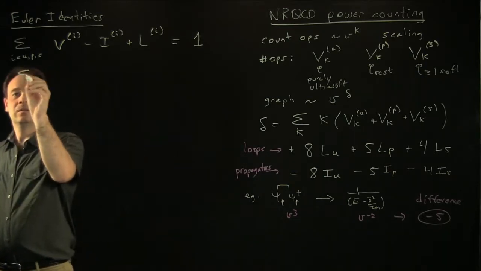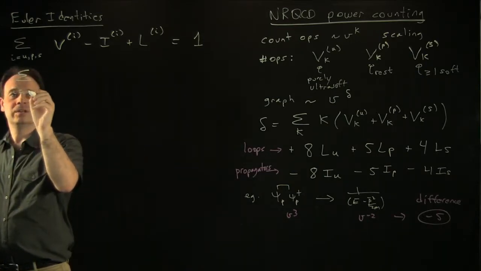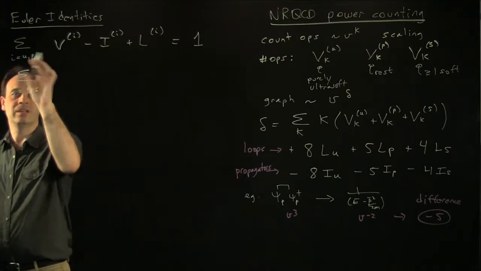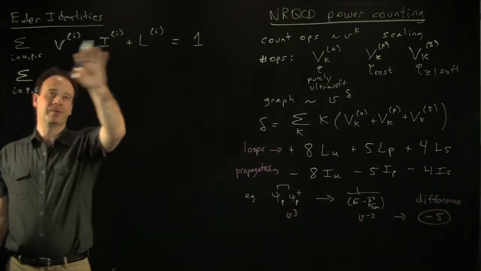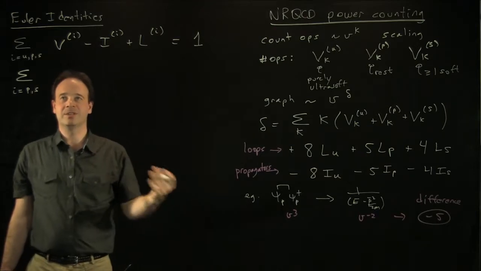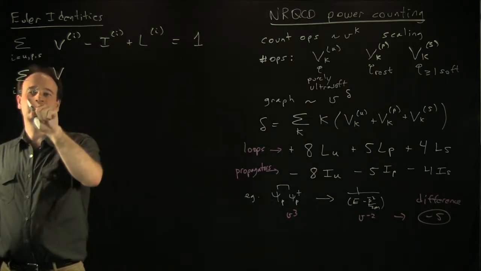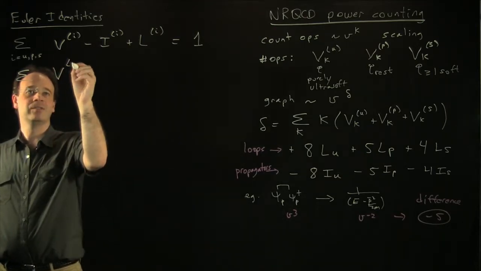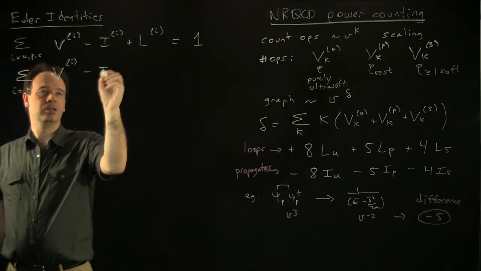And then in NRQCD, there's another Euler identity that comes about from the fact that if I erase the ultrasoft particles from the first identity, the diagrams are still connected. So that means I can simply sum over the potential and the soft, and I still have the same Euler identity.